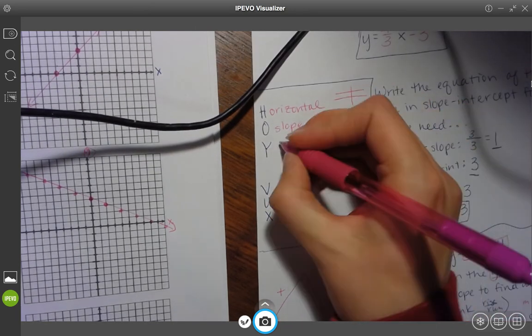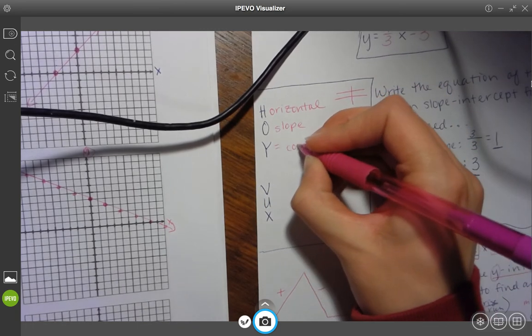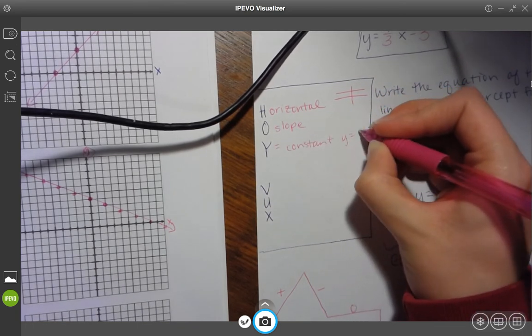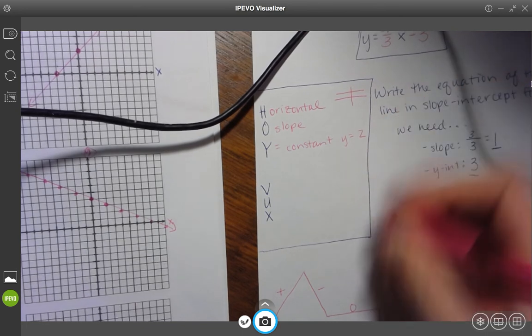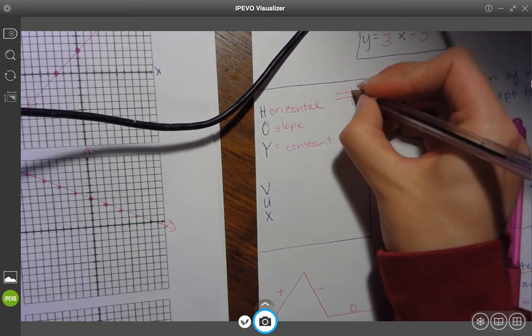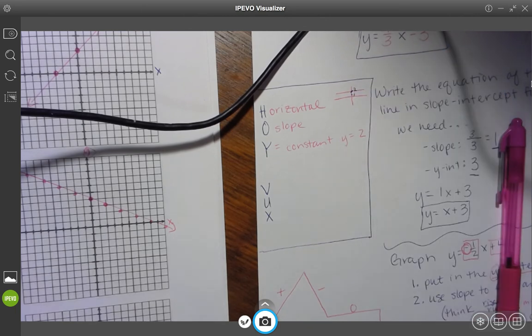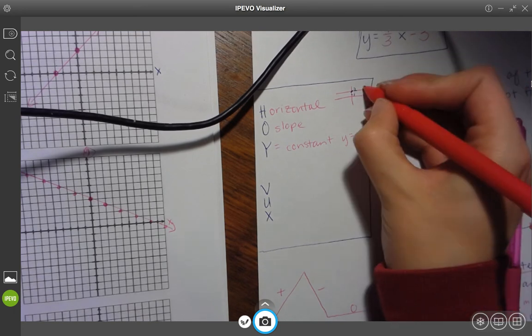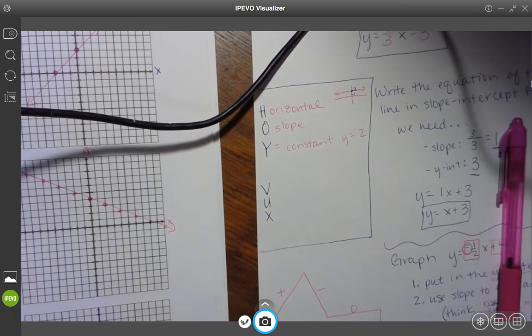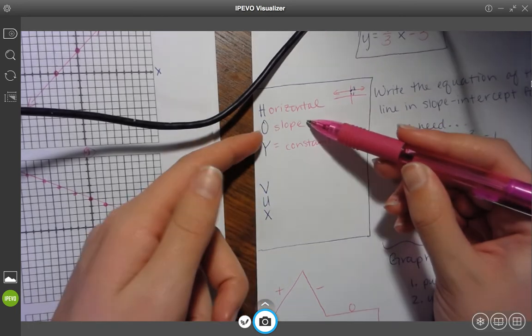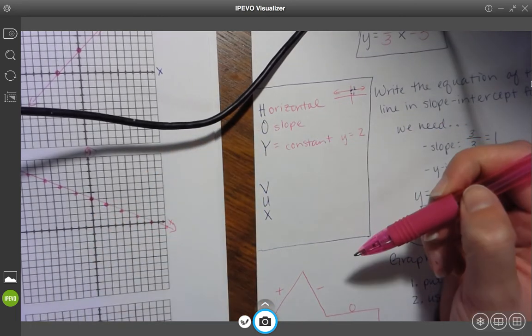The Y tells us what the equation is going to look like. Y equals a constant. So Y equals any number. So I'll say 2. If we say that this is 2 right here and this is 1, Y equals 2 would be the equation for this little line here. So that's HOY. Horizontal, 0 slope, Y equals a constant.